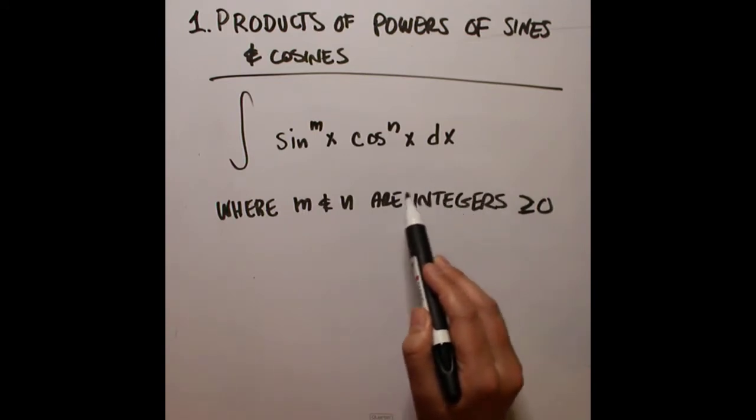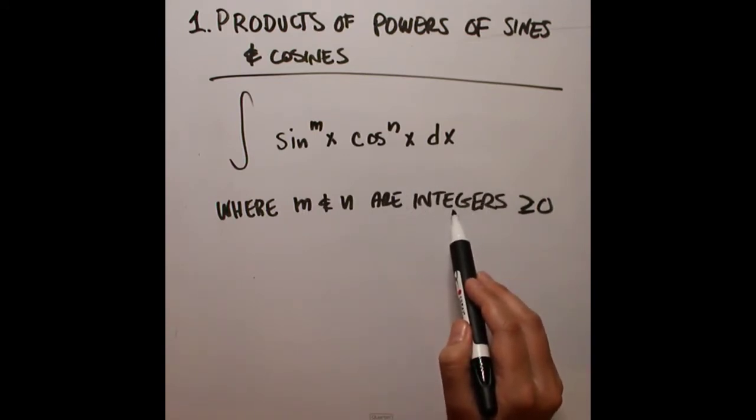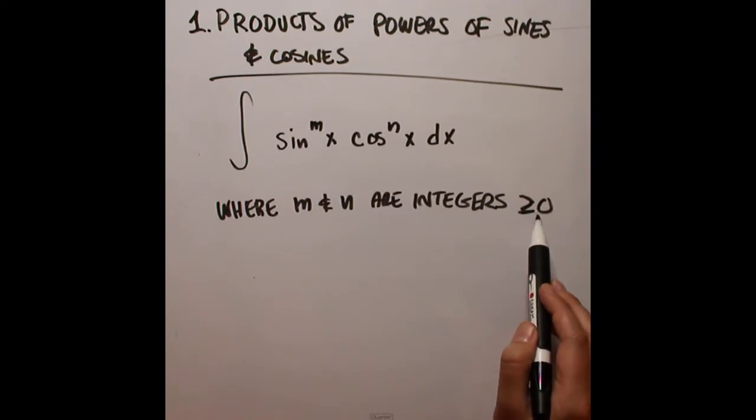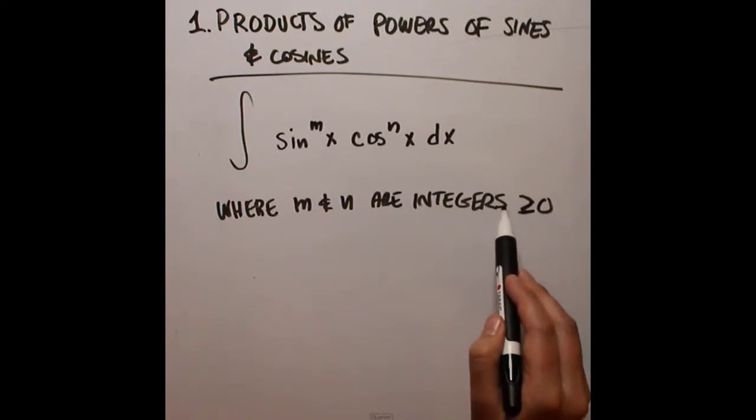So remember what that means. Those are whole numbers, but including the negatives. But they're greater than or equal to 0. So basically, just think of like whole numbers.